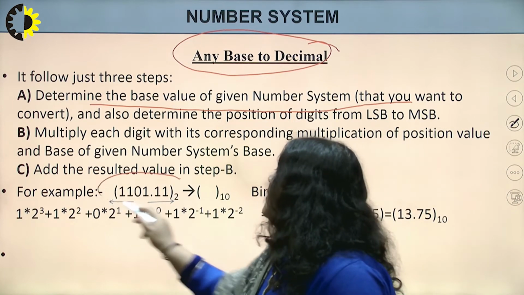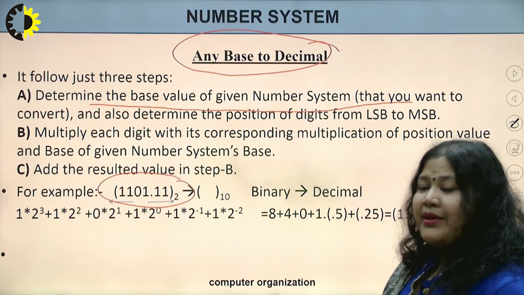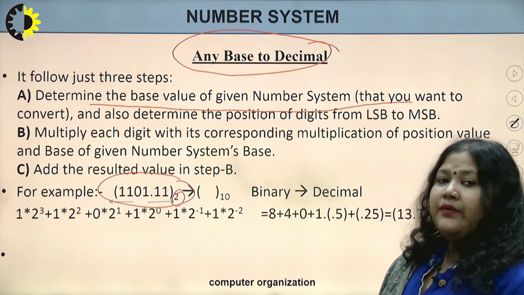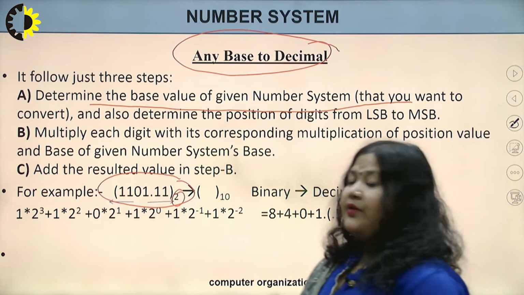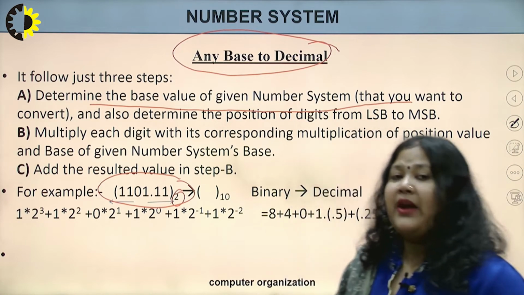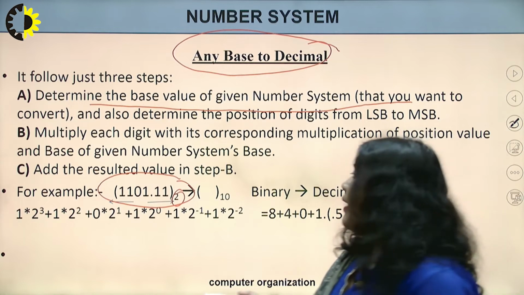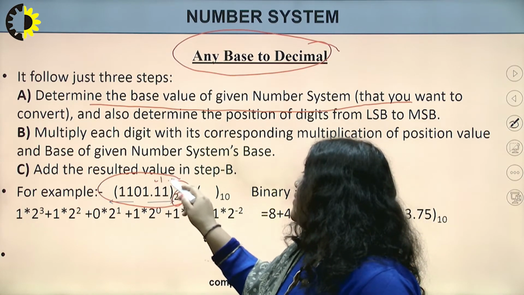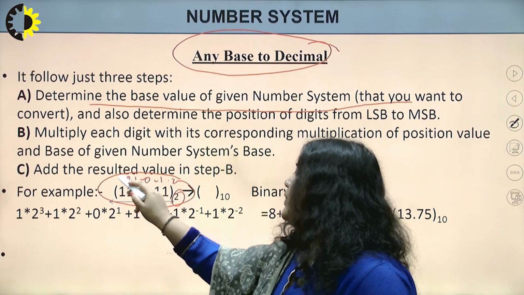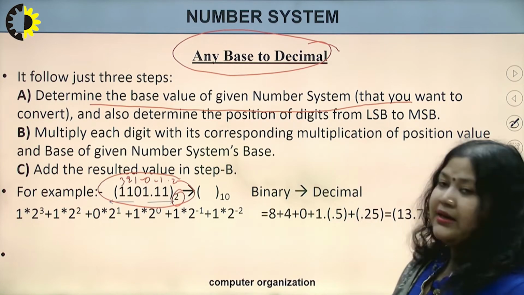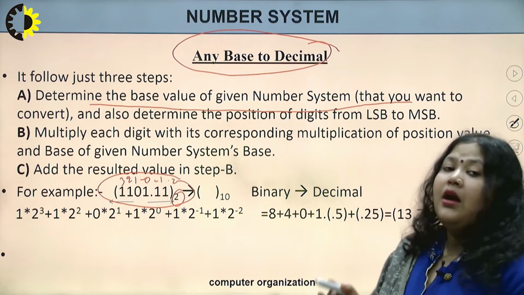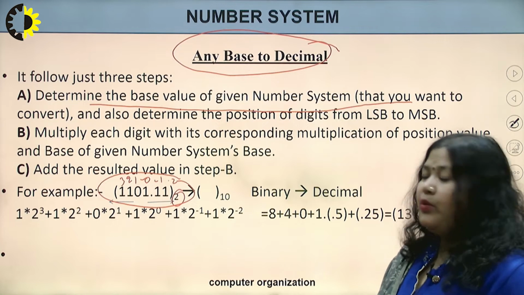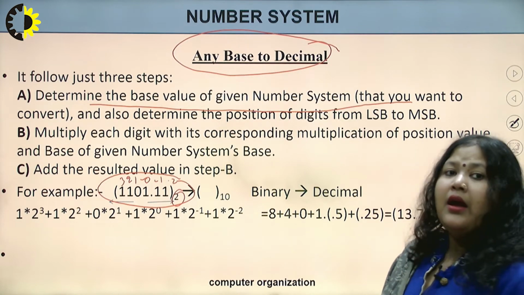The example is 1101.1, which is a binary number, so the base of this number is 2. We know that for the integer part we start from LSB to MSB, and for the fractional part we start from left to right with the position value of -1. So this position is -1, this is -2, and these are 0, 1, 2, 3. Corresponding to these, we have to calculate the decimal value. We have to multiply each digit by the position weight corresponding to the base value.